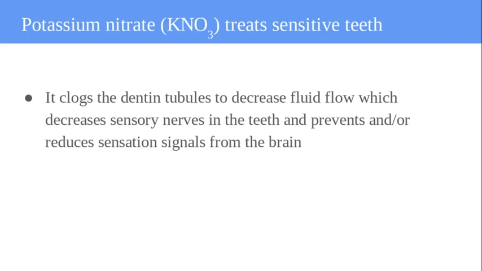Potassium nitrate. The most cost-effective method of treating sensitive teeth is using a sensitive toothpaste. There are several chemicals that have been identified as desensitizers, but the most commonly used agent is potassium nitrate. The potassium ion is what's doing the job. Nitrate is just a counter ion that is soluble and non-toxic.